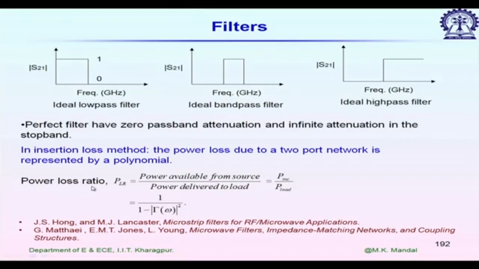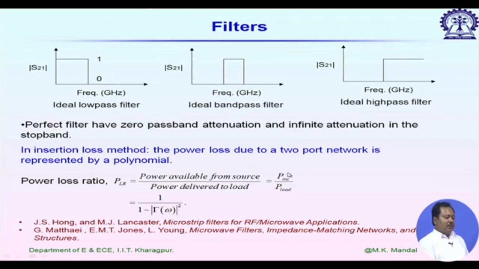So, the next topic is filters. At microwave and millimeter wave frequencies, we use coupling theory to design filters, and the method we use is called the insertion loss method. In this method, we define the power loss ratio using polynomials. The power loss ratio is equal to the power available from the source divided by the power delivered to the load, that is, P incident divided by P load.